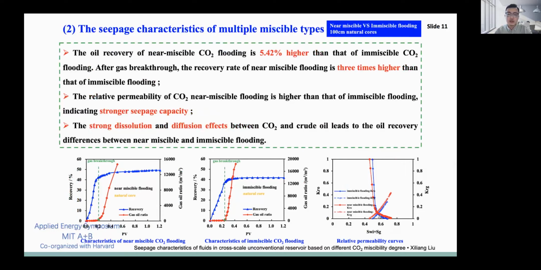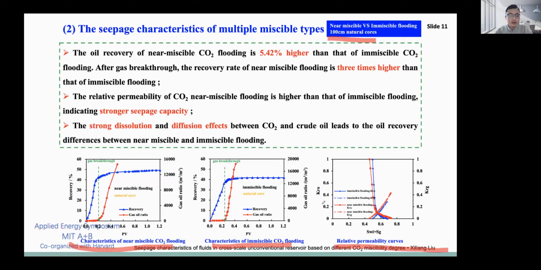We compared near-miscible and immiscible flooding characteristics based on 1 meter natural core. The result showed the oil recovery of near-miscible flooding is 5% higher than that of immiscible CO2 flooding. After gas breakthrough, the recovery rate of near-miscible flooding is 3 times higher than that of immiscible flooding. The relative permeability of CO2 near-miscible flooding is higher than that of immiscible flooding, indicating stronger seepage capacity.